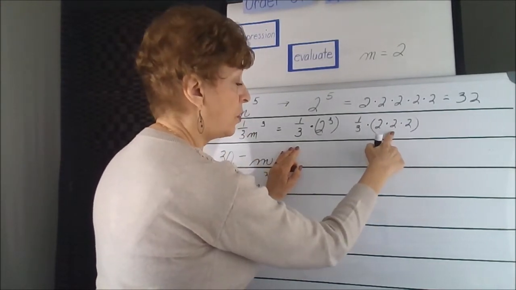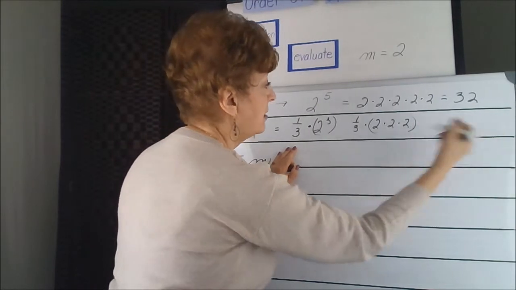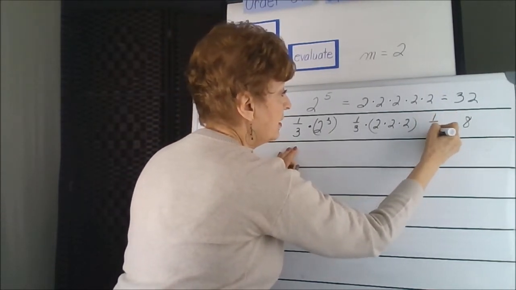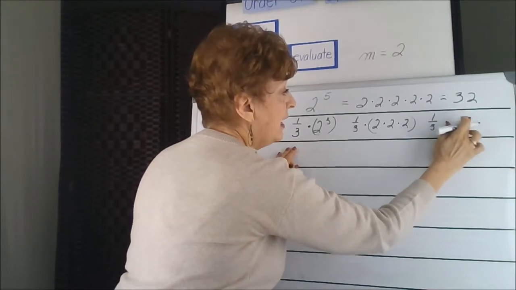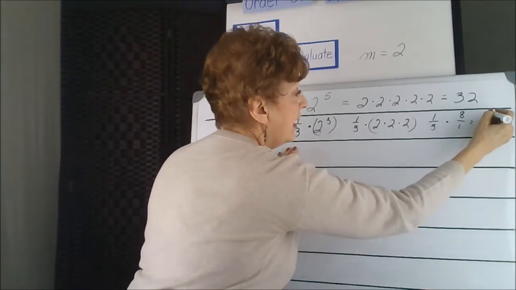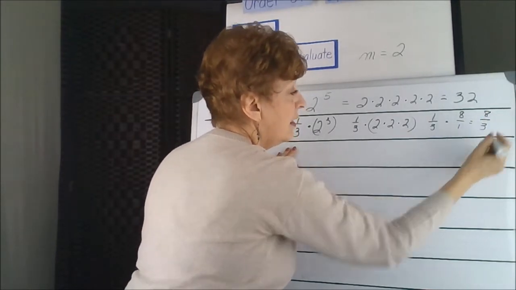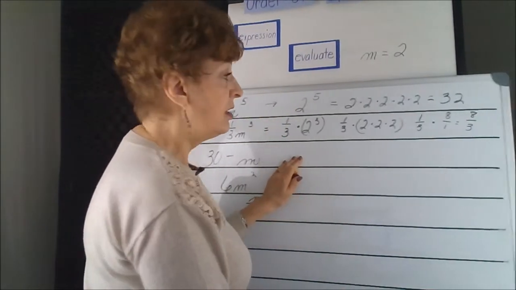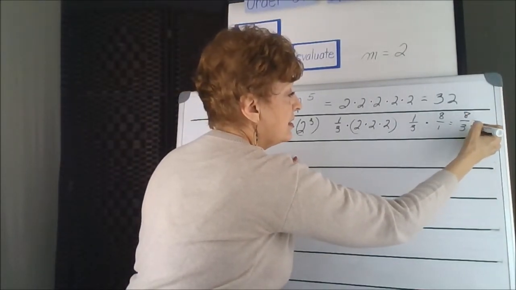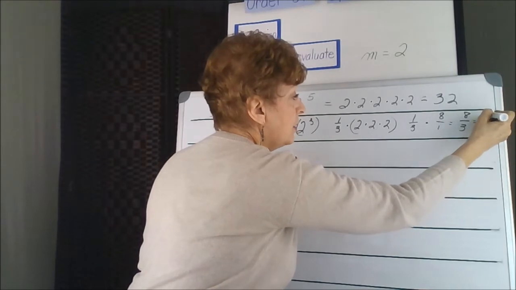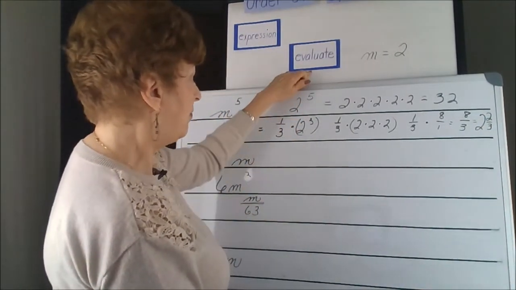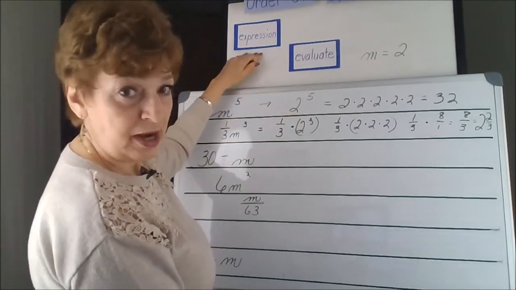2 times 2 is 4. 4 times 2 is 8. So we have 1/3 times 8. Let's put our 8 into a fraction. And now we have 8/3. It's an improper fraction that we could solve. 3 divides into 8 2 whole times with 2/3 left over. We have now evaluated the expression.